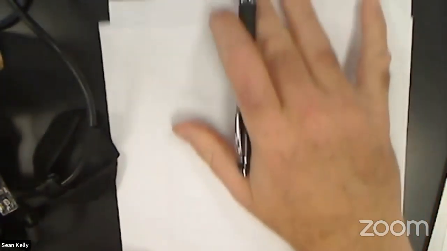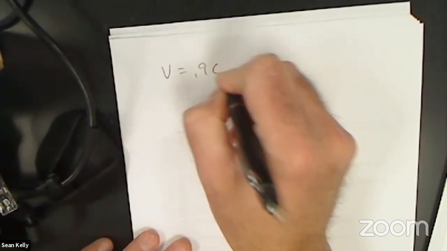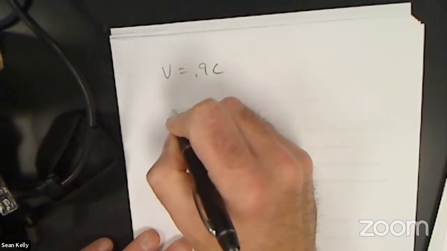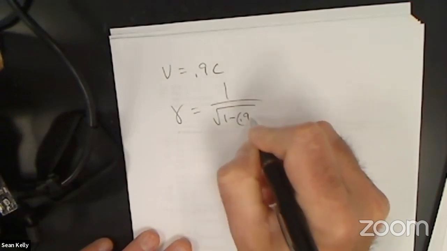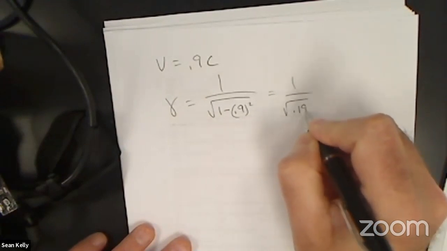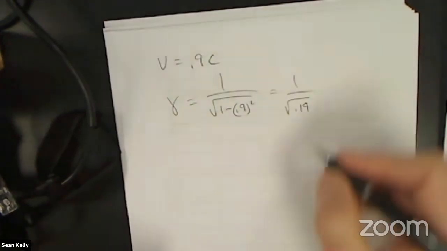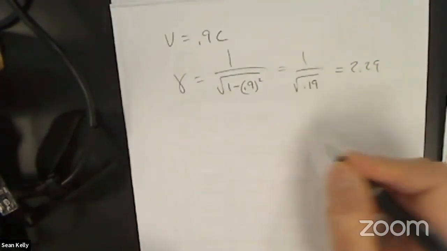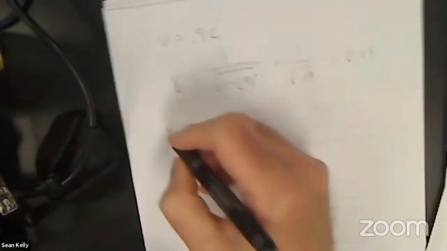Okay, let's do just a couple more. So let me do V equals 0.9 c. I'm going to do the quick trick. You can try to do this at home. You get 1 minus 0.9 squared. Well, 0.9 times 0.9 is 0.81. So I get 1 over the square root of 0.19, and that's a bigger number, right? 0.19 square root, 1 over that number, and I get 2.29. What happens to gamma when you go faster? It gets bigger.